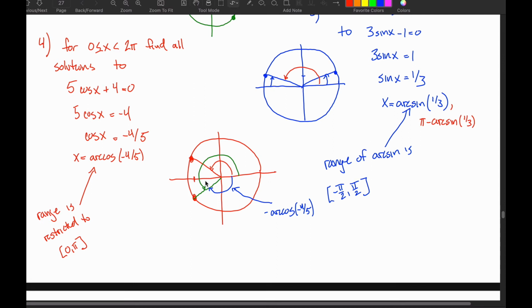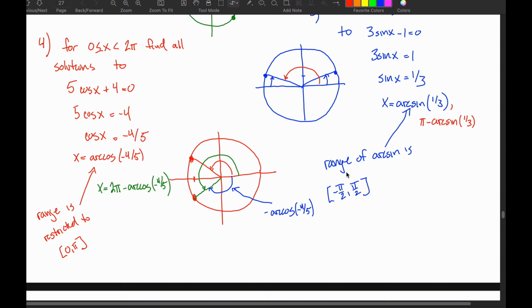What I can do to measure this green angle is think about making one full lap around the unit circle, which is 2 pi, and then going back by this amount. To go back by this amount, I add this negative arc cosine of negative 4/5. So the angle in green, the second of your final answers to this question, will be 2 pi minus the arc cosine of negative 4/5. Think about it like I'm taking one full lap around the unit circle, and then backing up by this red angle. Subtracting this red angle is the same as adding this blue angle, which gives me the angle in green that I wanted.